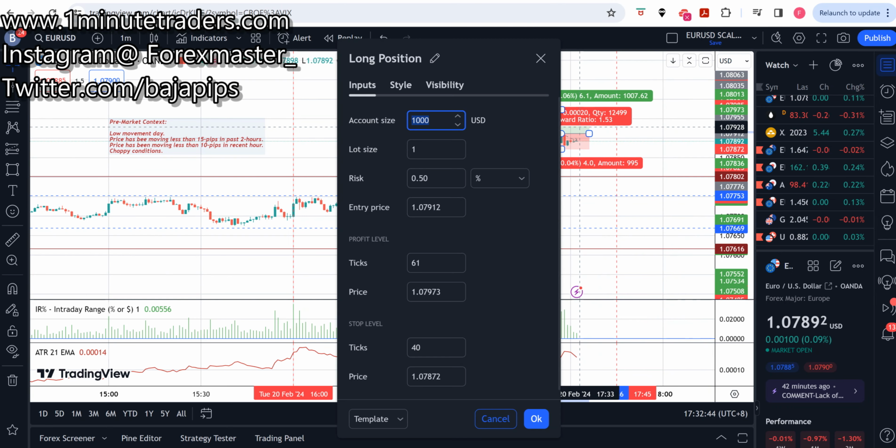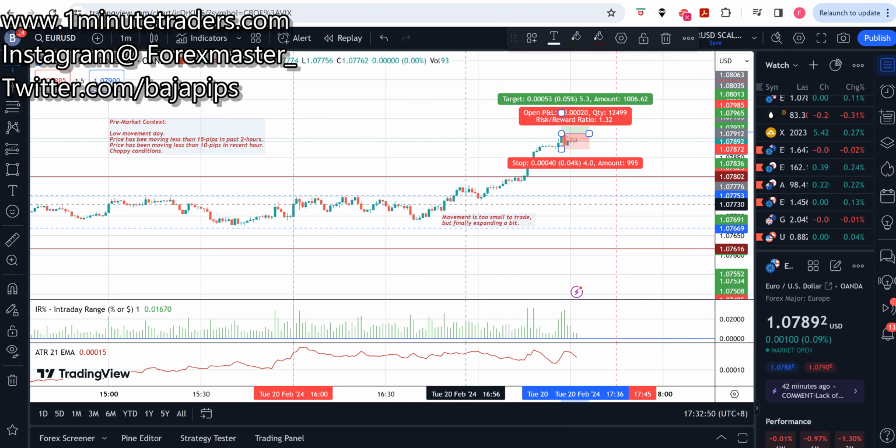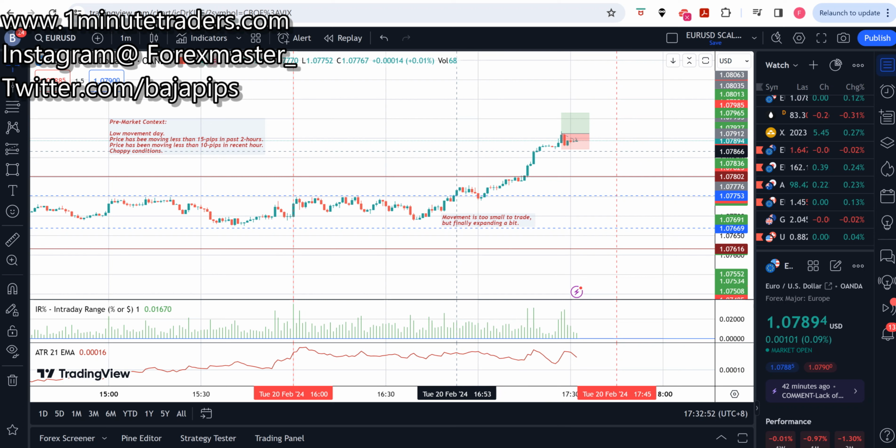Update y'all, I'm still in this trade. I'm going for 5.3 pips. We're still active, just moving sideways. I gotta go back to my broker though. I just wanna show y'all I'm still in the trade in real time. Just wanna update y'all. Be right back.